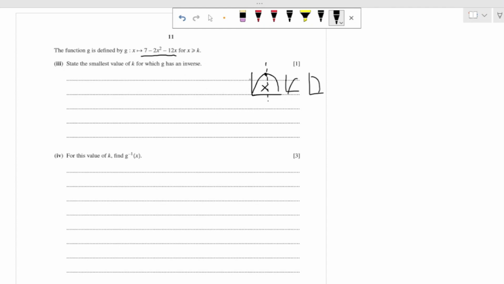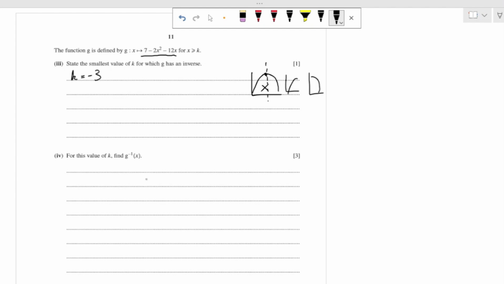So what I just said is that the turning point is where you can make your inverse from. So the smallest value of k for which g has an inverse would be the turning point which we calculated in the previous question, and that would be minus 3.